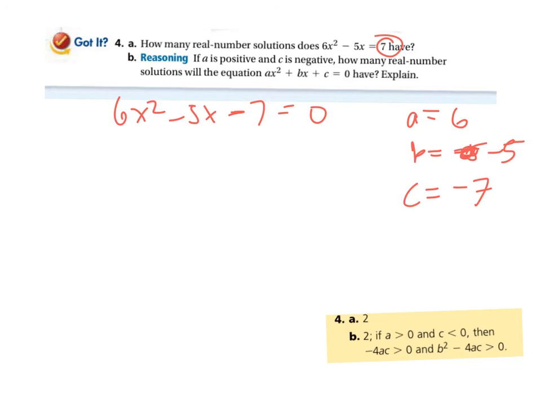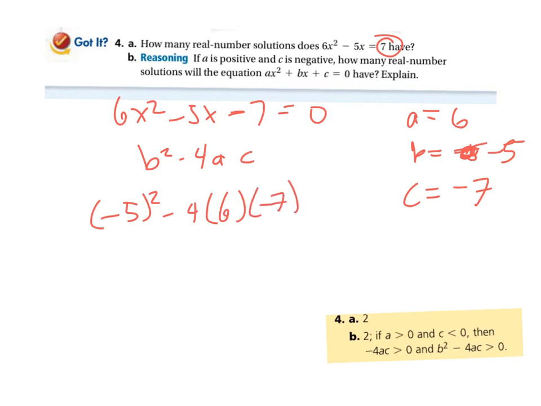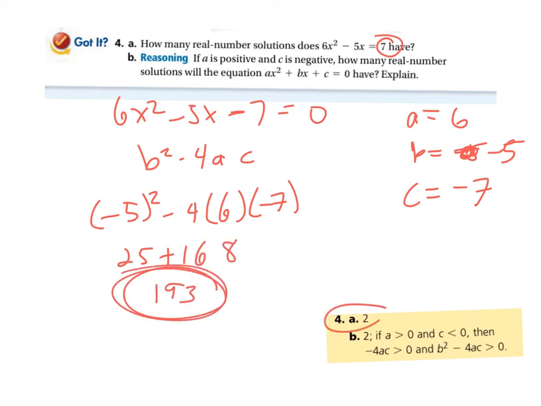Alrighty. So plugging them in. Remember, what we're looking for is the stuff underneath the square root sign, right? So that was b squared minus 4ac. So we plug those in and we get negative 5 squared minus 4 times 6 times negative 7. That gives us 25 plus 168, which is 193. Since this is bigger than 0, it has two solutions. So that's the whole point of the discriminant.